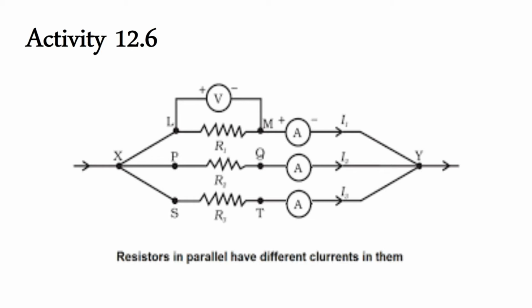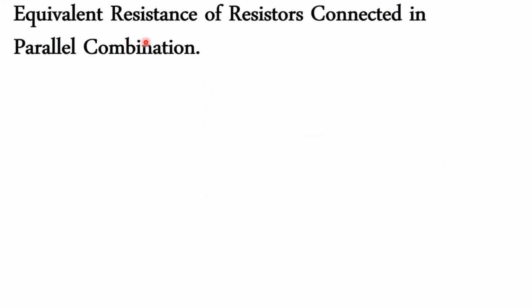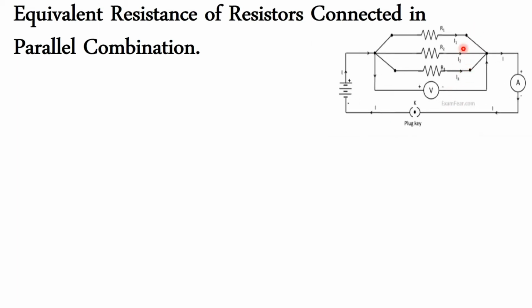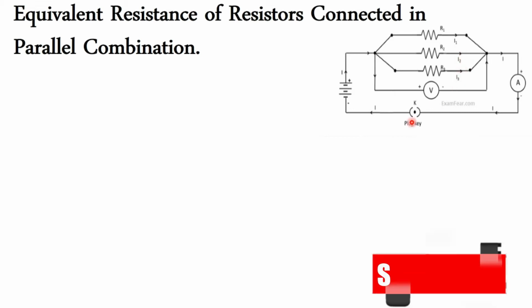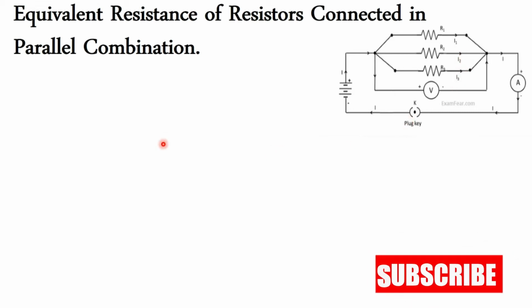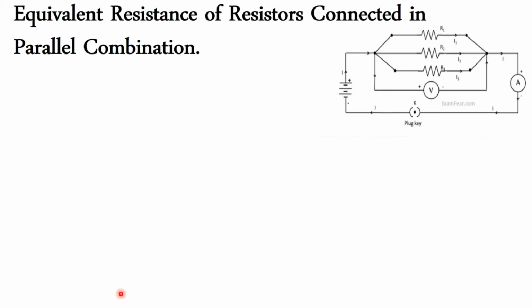So this is the main point in parallel combination: the potential difference remains the same across each resistor while the current reading will be different. Now we will do the derivation to calculate the equivalent resistance of resistors connected in parallel combination. This is the diagram of parallel combination. In this diagram, the three resistors are connected in parallel and the voltmeter is also connected in parallel.